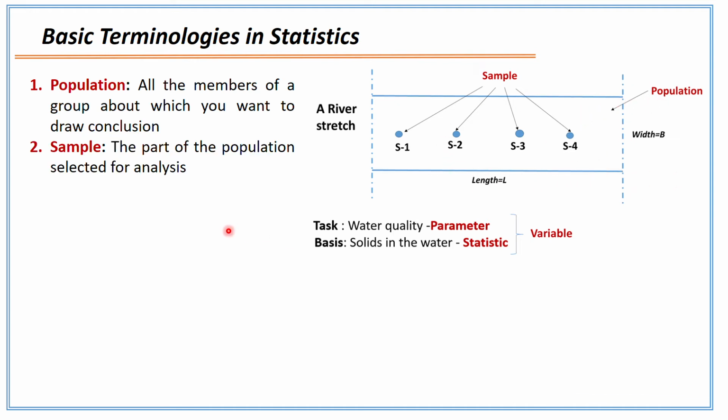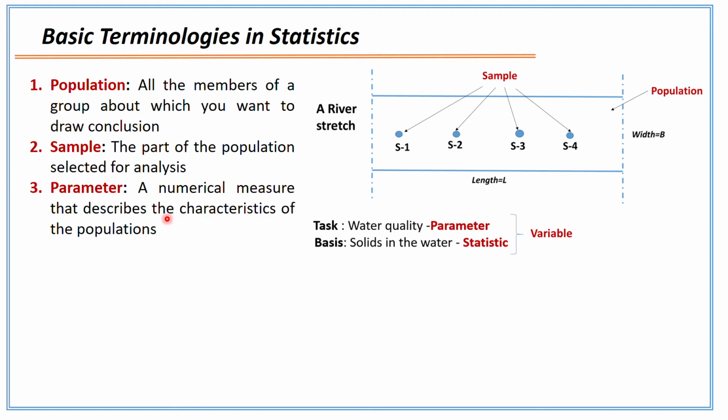What is sample then? Sample is the part of the population selected for analysis, because as I told you earlier, practically it is not possible to carry whole water with us to the laboratory for the purpose of analysis. So what we will do is that we will only take some sample. So some portion of the water. So that portion is called as sample.